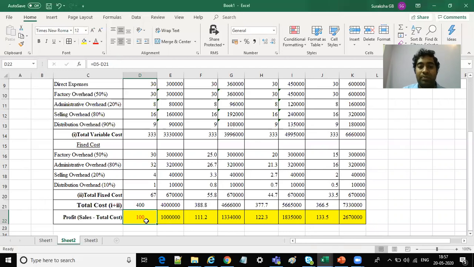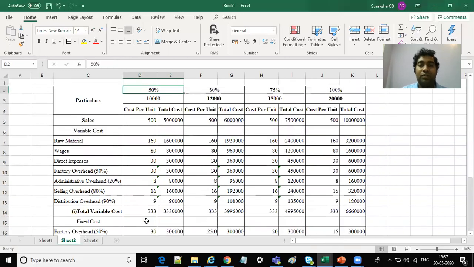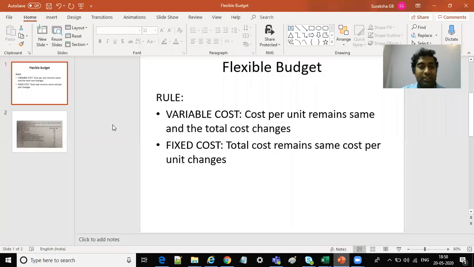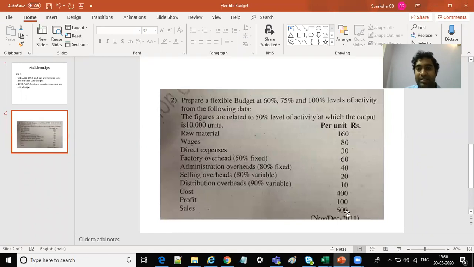Now, you can also verify the results. Now we got the 100 rupees, right? This 100 rupees is for the cost per unit at 50% level of activity, when the company is producing 10,000 units. So this is the data which is given in the problem. You can cross verify this. To cross verify, let us check the problem. You can see here sales is 500 rupees and the profit is 100 rupees, at 50% level of activity and 10,000 units. If your calculation is right, the values will also be right, as given in the problem. You can use it for reference purposes.